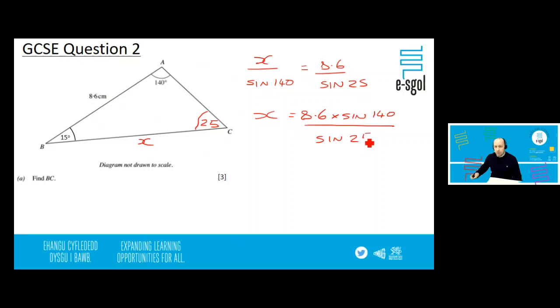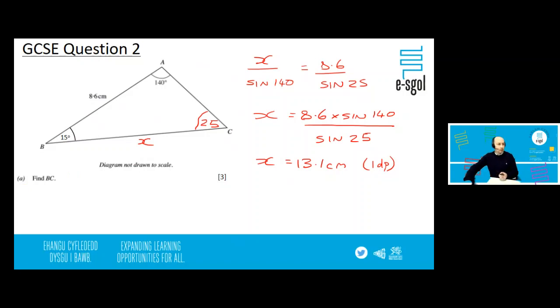Now I haven't got to use shift and sine this time, remember, because I'm finding a side, I'm not finding an angle, so I can simply type all this into my calculator. That should get the answer for X. I could have labeled it BC, but as long as the answer is clearly shown, it should be okay. So 13.1 centimeters, and then that is to 1 decimal place.